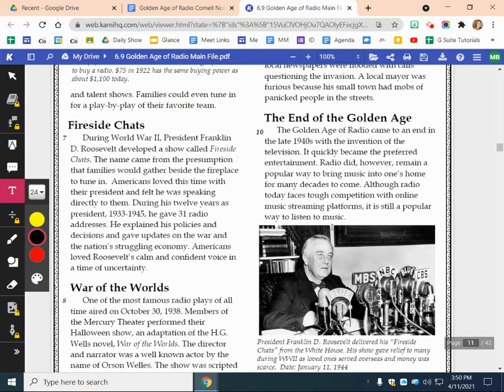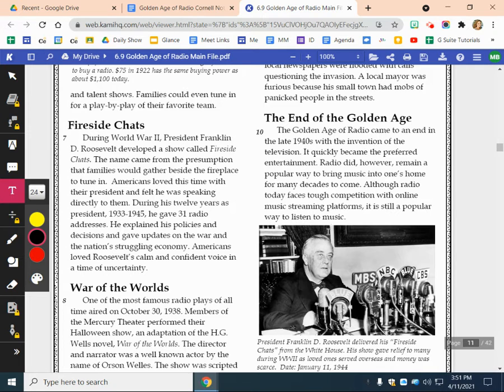The Golden Age of radio came to an end in the late 1940s with the invention of the television. It quickly became the preferred entertainment. Radio did, however, remain a popular way to bring music into one's home for many decades to come. Although radio today faces tough competition with online music streaming platforms, it is still a popular way to listen to music.